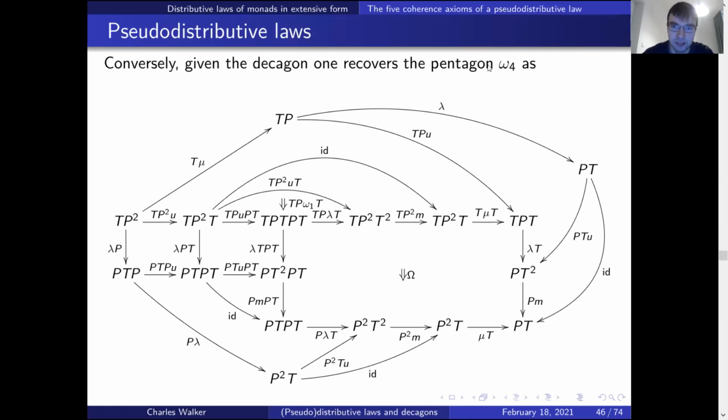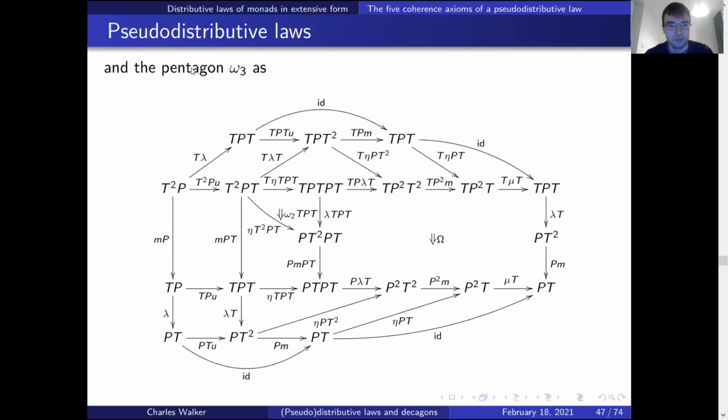And so we'll recover this pentagon omega 4 as this pasting diagram. And the same sort of thing for the other pentagon omega 3. You start with t squared p, insert the units that you need until you reach the decagon, and then simplify.